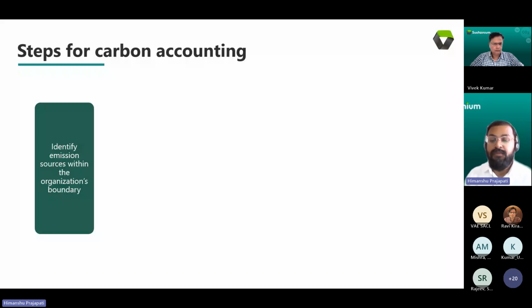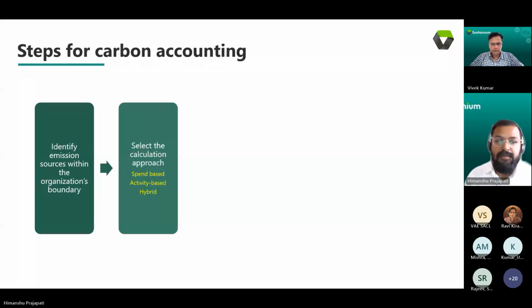Are you burning some fuel? Are you purchasing a gas? Are you purchasing raw materials? And whatnot, everything related to the company's activities, which would have an environmental impact or a carbon emission associated with it. Then you select the calculation approach. Are you talking about spend-based calculation, or are you talking about activity-based calculation? We'll briefly discuss that as well. And this would change the type of emission factor that you use.